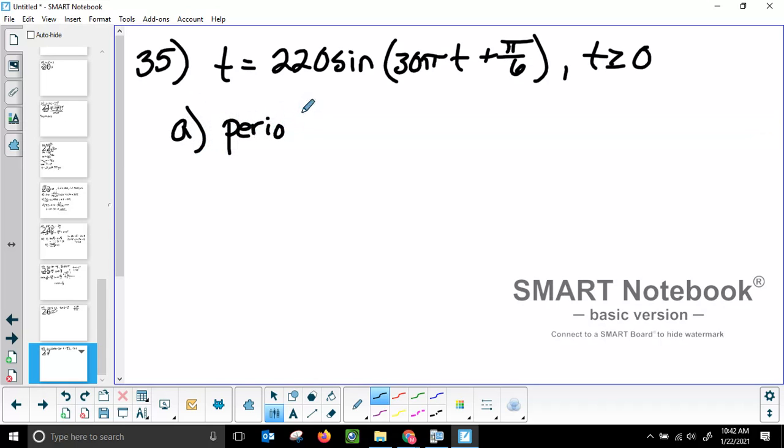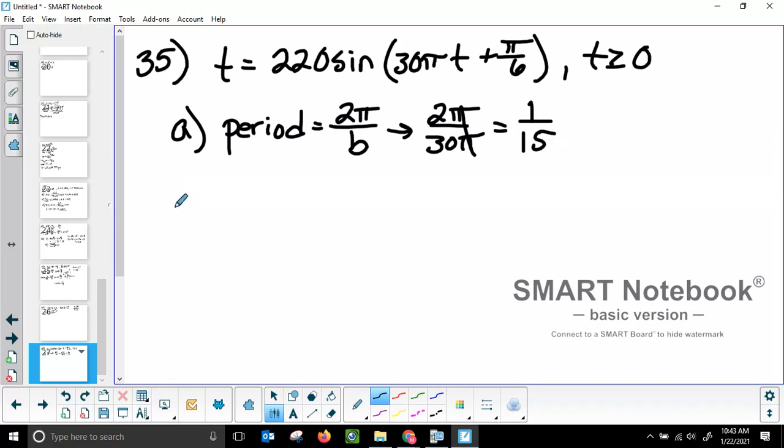Well, we know period is equal to 2 pi divided by b. Right, my b here is 30 pi. So 2 pi divided by 30 pi, the pi's cancel. 2 over 30 reduces to 1 over 15. B. What is the amplitude? The amplitude, of course, is just the absolute value of A, which is 220.